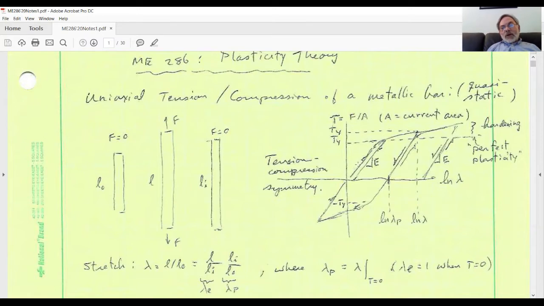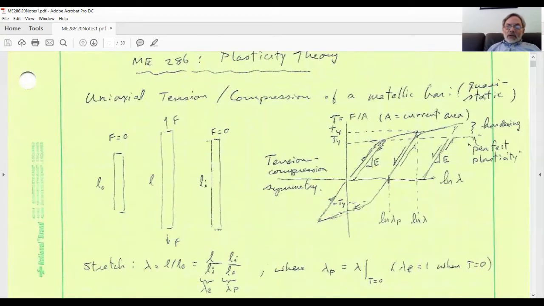So the response proceeds linearly with a stiffness equal to E, the Young's modulus, up until a certain point we call T sub y, the yield stress, at which the slope of this curve begins to diminish very rapidly. And the point at which this happens can be detected by unloading the bar and seeing at which stage the unloading curve begins to differ in a detectable way from the loading curve. When that begins to happen, we call that the yield condition of the bar.